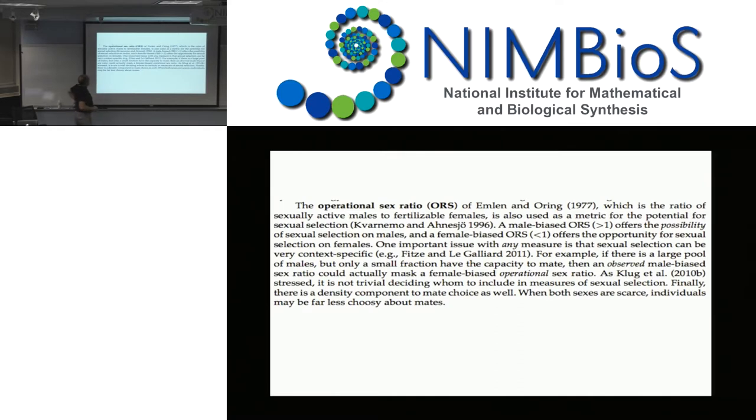So people suggest that you want both metrics. A male-biased operational sex ratio offers the possibility of sexual selection on males. There are more males than females. A female bias offers the opportunity for sexual selection on females. So this is another part to consider. You could have a large variance in mating success. It could entirely be a function of a skewed operational sex ratio.